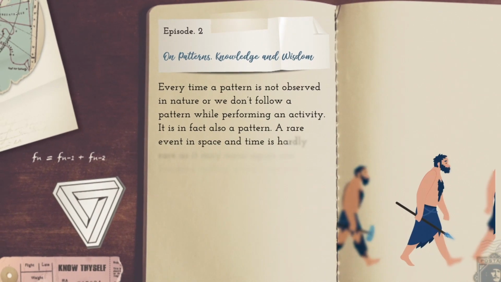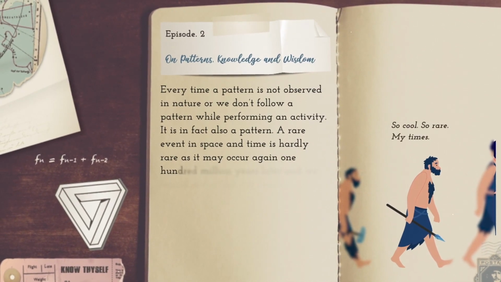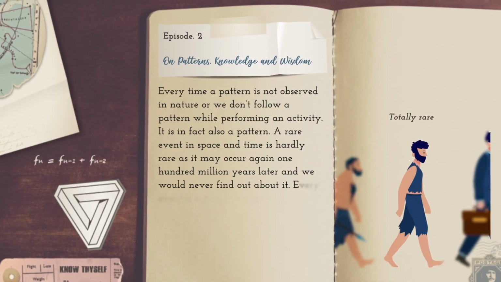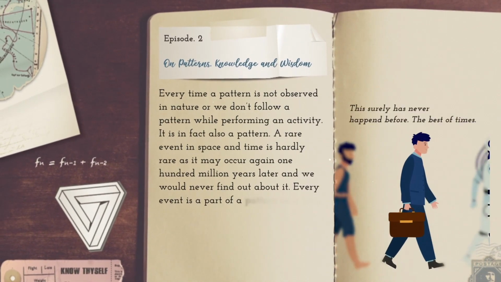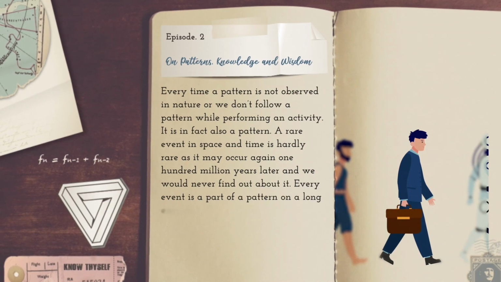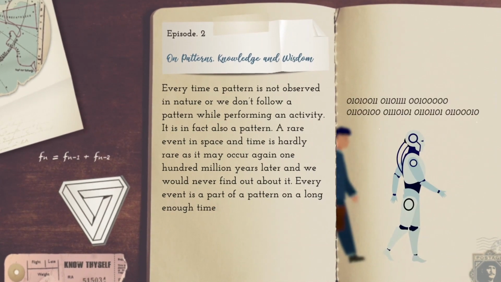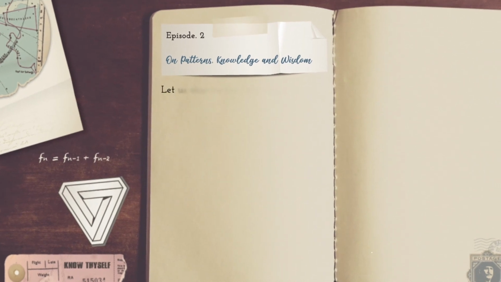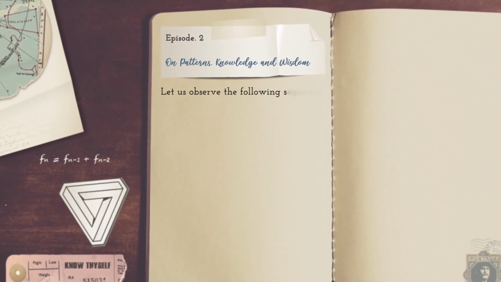A rare event in space and time is hardly rare, as it may occur again 100 million years later and we would never find out about it. Every event is a part of a pattern on a long enough timeline. Let us observe the following sequence of alphabets.